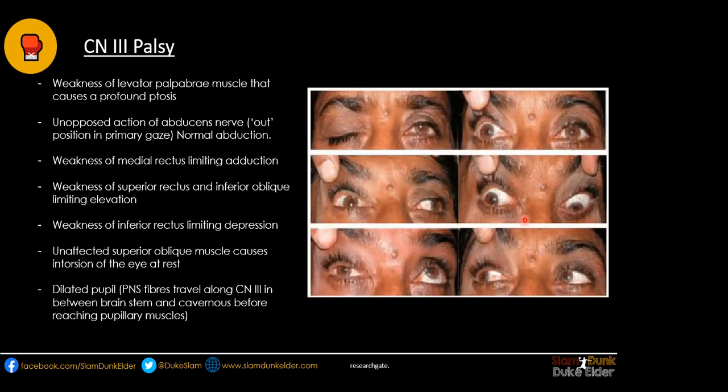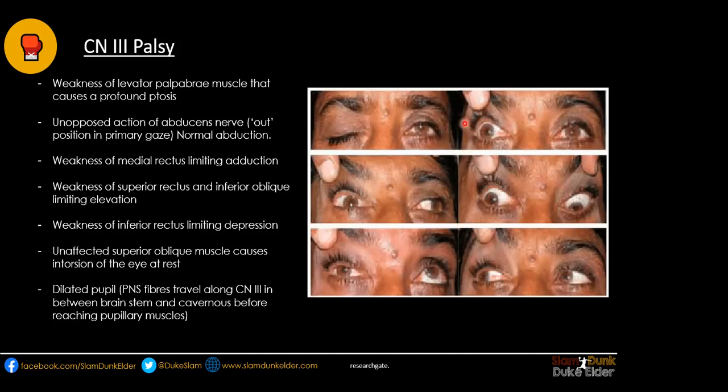When we ask them to depress the eye, they've got weakened depression because they don't have the full action of inferior rectus. On looking up, they've got weakness of upward gaze because superior rectus and inferior oblique aren't being innervated. However, when they're asked to look laterally, they can move their eye laterally because the abducens nerve is still supplying the lateral rectus muscle.